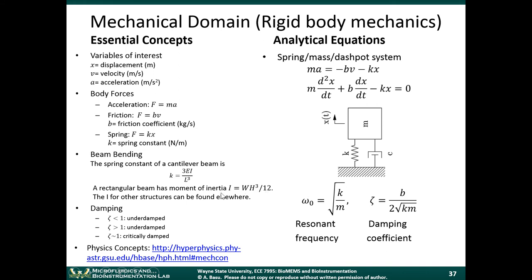For non-rectangular beams, like circular beams and other cross-sections, you can look this up in a book. I think there's a book called Roark's Formulas for Stress and Strain that has all this information in there. It's all been solved analytically. They're exact equations. That's the moment of inertia. You notice that it's W times H cubed divided by 12. H is the thickness of the beam.